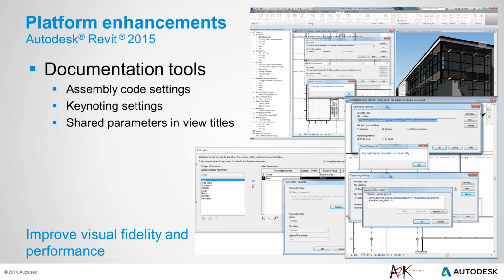You can now specify which assembly code file to use for assigning a uniform code to the assembly code type property of model elements. The file can be stored on a local server or a remote server. The keynoting settings tool is now available on the Annotate tab directly from the Keynote dropdown, rather than from the Tag panel dropdown. The Keynote file can reside on a local server or remote server, and status icons are displayed in the Keynoting settings dialog box to indicate whether the Keynote table is loaded or needs to be reloaded.